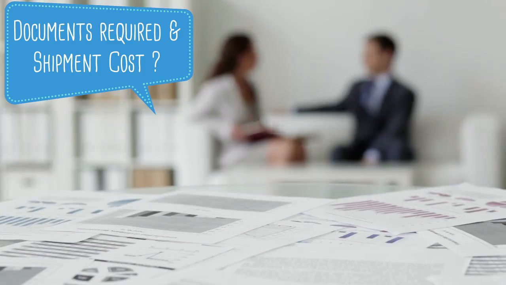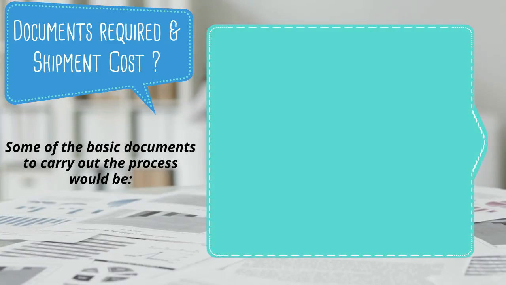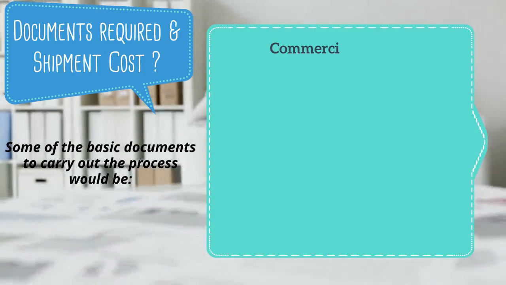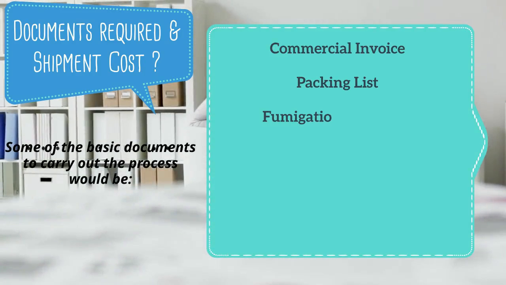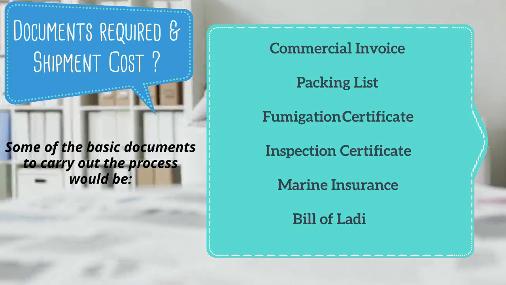Documents required and shipment cost? Some of the basic documents to carry out the process would be commercial invoice, packing list, fumigation certificate, inspection certificate, marine insurance, bill of lading.